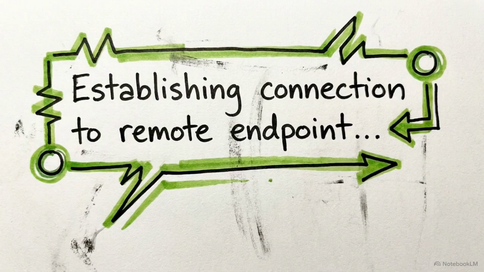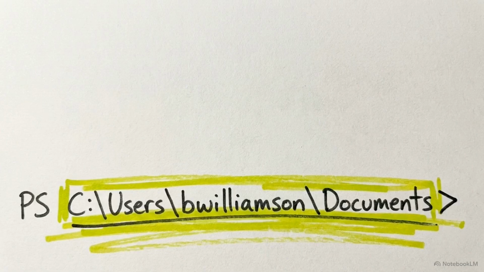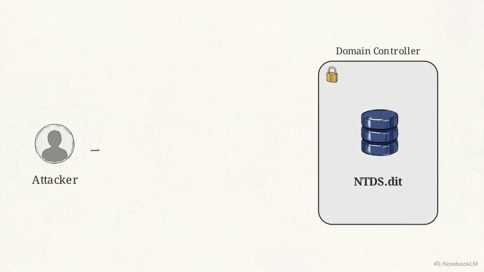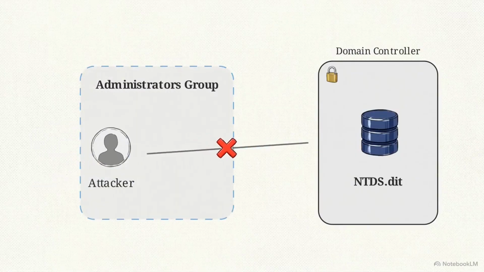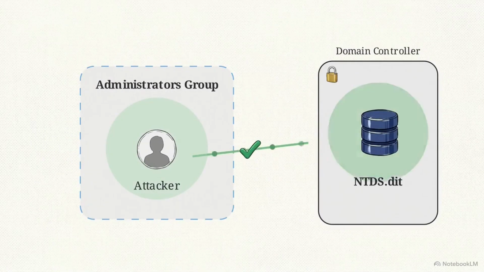This is a view of our connection tool using the Windows Remote Management Service. We now have an active PowerShell session running directly on the domain controller. Before we attempt to extract any files, we must determine our level of access. Copying protected system databases requires elevated privileges.